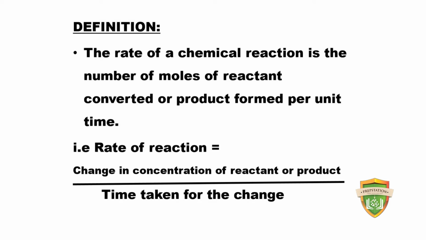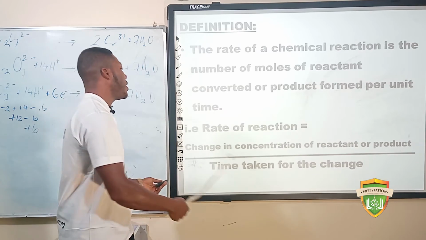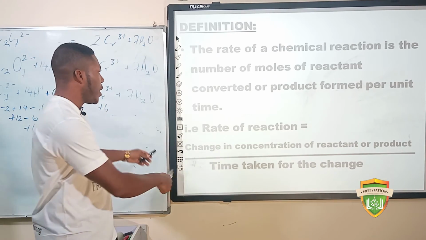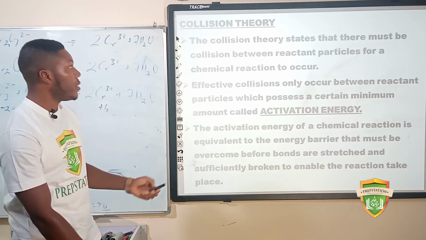That is, change in concentration of reactant or products over time. What is the time taken? What was the change in concentration of the products? That's how you define the rate of a chemical reaction.